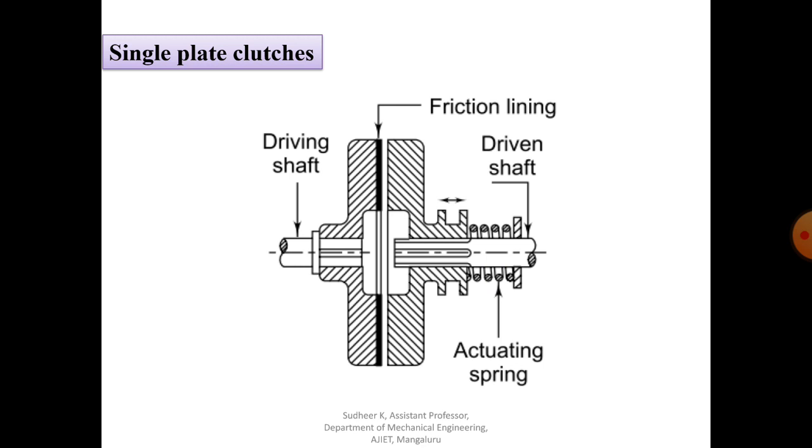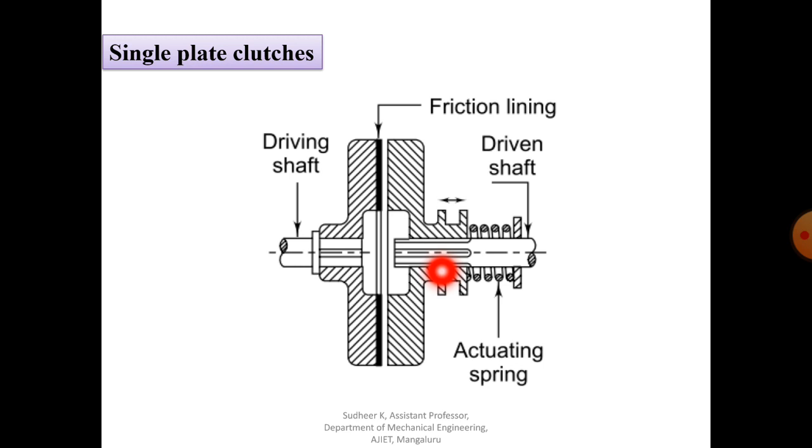If you know the principle of the single plate clutch, that will be the same for the multi-plate clutch, only the contacting friction surfaces change. So you can see here the driving shaft and driven shaft. One flange is rigidly keyed to the driving shaft, and another flange is connected to the driven shaft by means of splines.